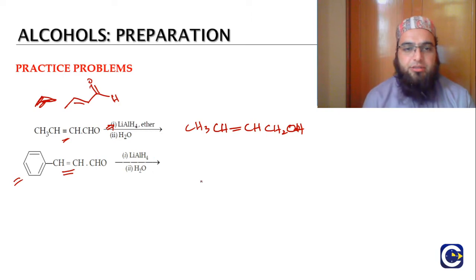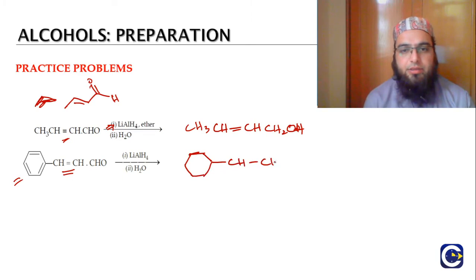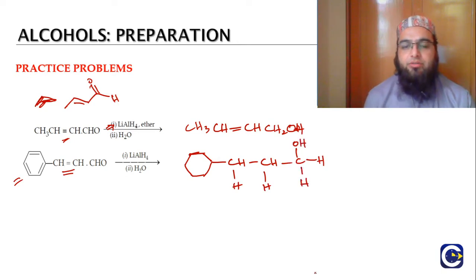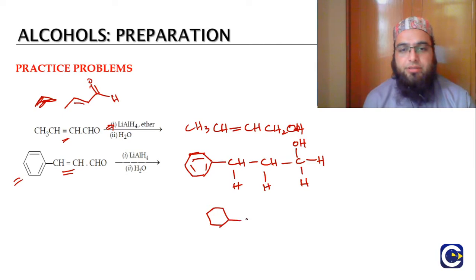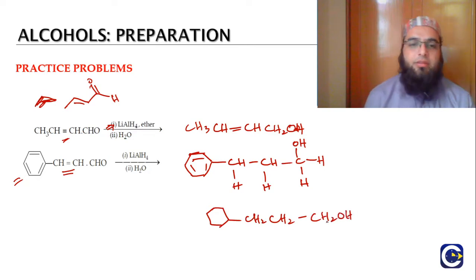And I will write the reduction in a simple form to make clear what reduction means. One H will be attached to this carbon, one H will be attached to this carbon, and one H will be attached to this carbon, and one H will be attached to this carbon. So this is the reduction. We can also write this as CH2, CH2, then CH2OH.